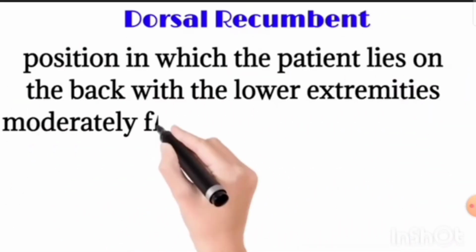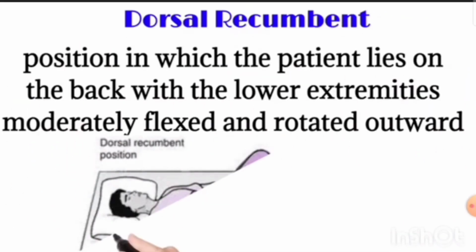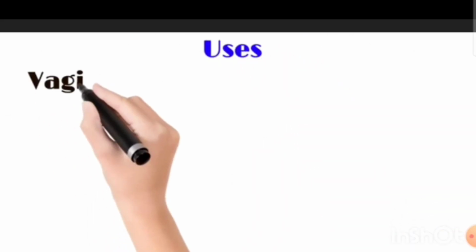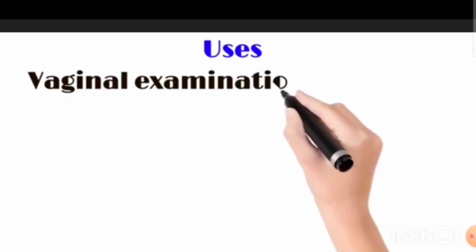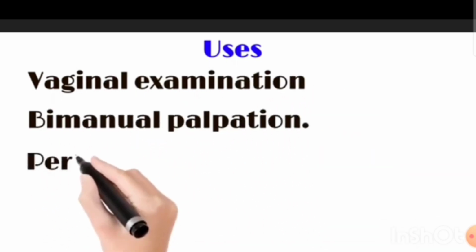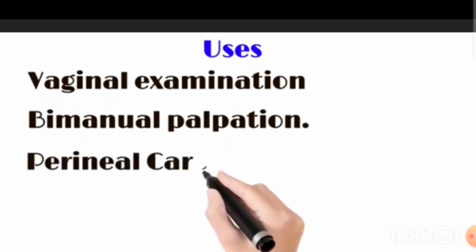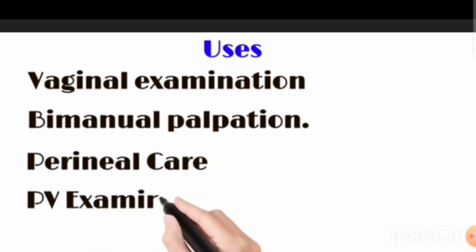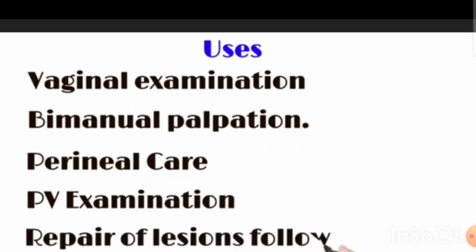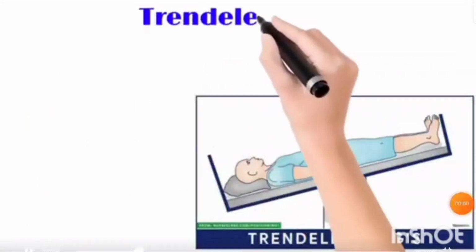Dorsal recumbent position, in which the patient lies on the back with the lower extremities moderately flexed and rotated outward. The uses are vaginal examination, bimanual palpation, perineal care, pelvic examination, and preparation for lesions.